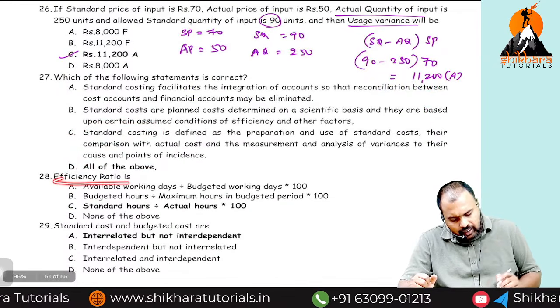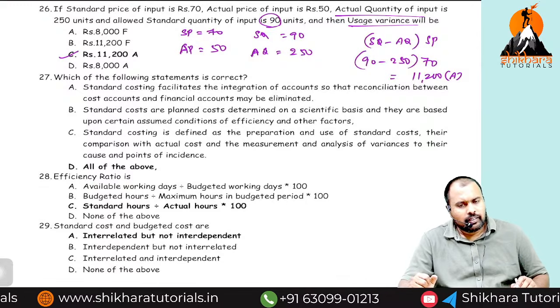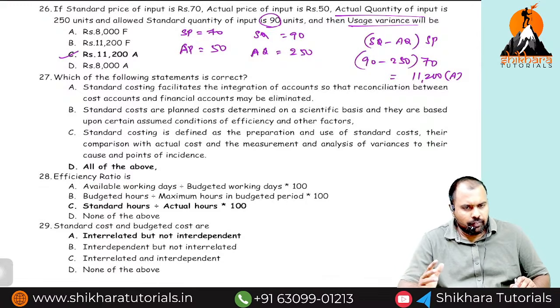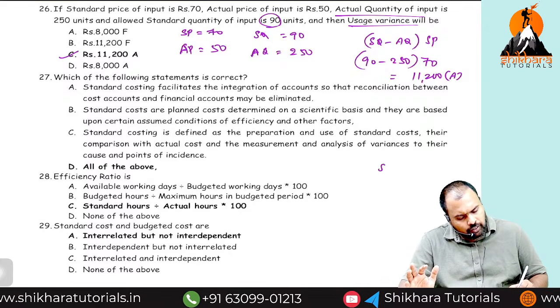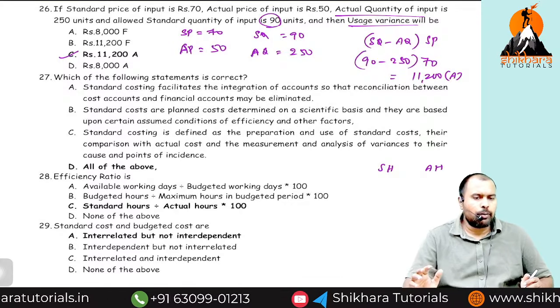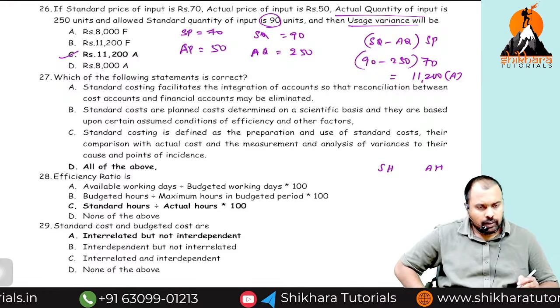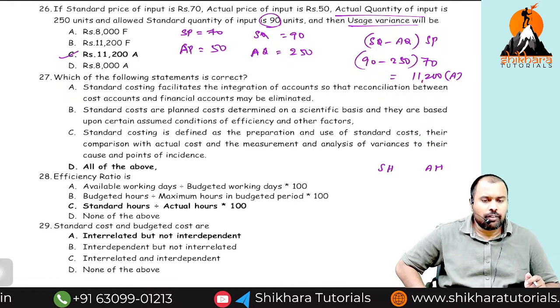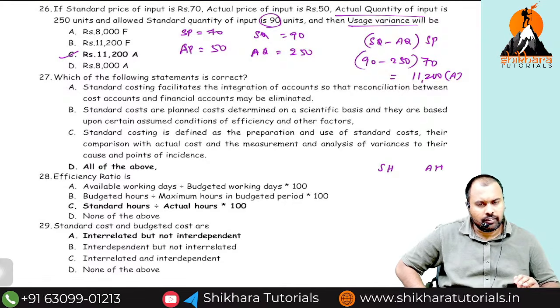Then efficiency ratio. To find out efficiency ratio, that's nothing but speed of the work, sir. Efficiency ratio is always speed of the work. Your speed of the work is always calculated by standard hours and actual hours. Even if you forget the formula, standard hours is the time they have given for actual output. Actual hours is the time they have taken for actual output. If you compare these two things, we are going to get efficiency.